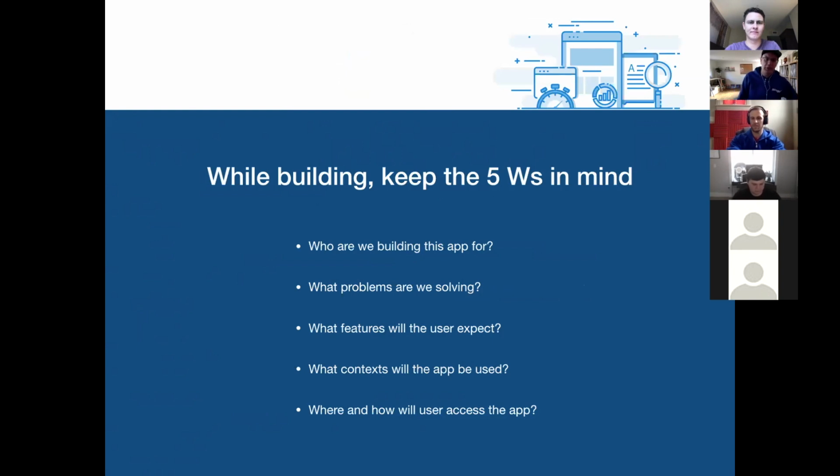So a shift in perspective could be all that's needed to ensure that you have the user's best interest in mind. As Tim Cook from Apple once said, a great product isn't just a collection of features, it's how it all works together. So while building, keep the 5 W's in mind. Who are we building this app for? What problems are we solving? What features will the user expect? What context will the app be used? And where and how will the user access the app?